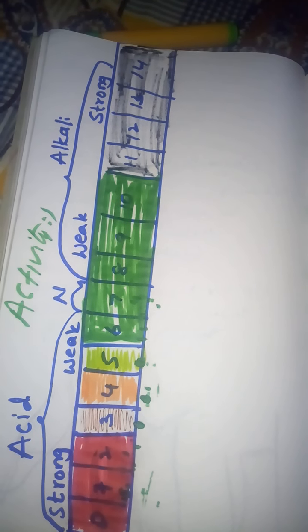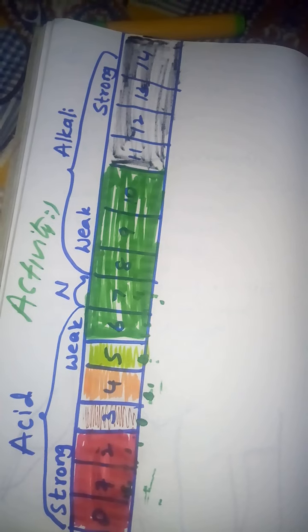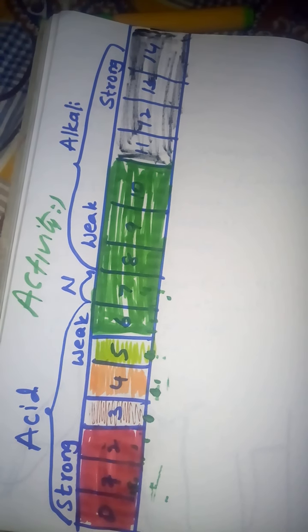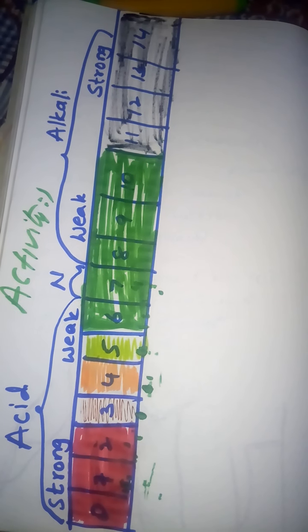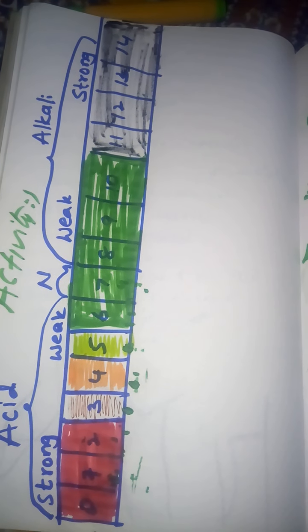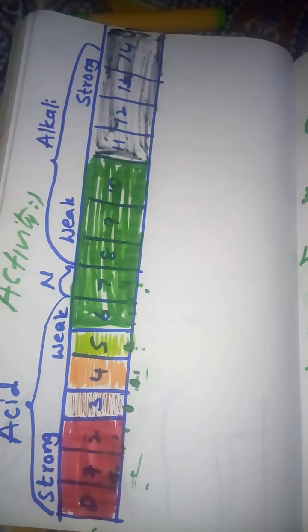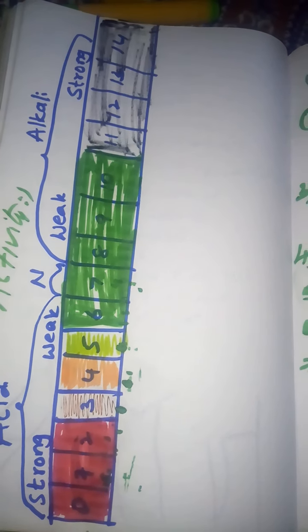Next, universal indicators. Mixing of several indicators is called universal indicator, children.